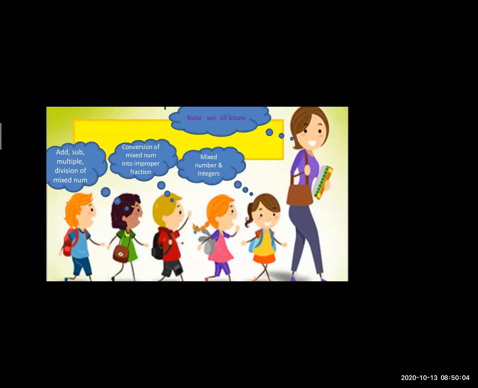In multiplication, you don't need to have the same denominators. You can just multiply numerator to numerator, denominator to denominator. In division also, you have to just reciprocate one number, that is the divisor, the second number. Never reciprocate the first number. If you reciprocate the first number, the answer will go wrong. Only the second number you have to reciprocate, and then multiply numerator to numerator, denominator to denominator. This we have learned today.